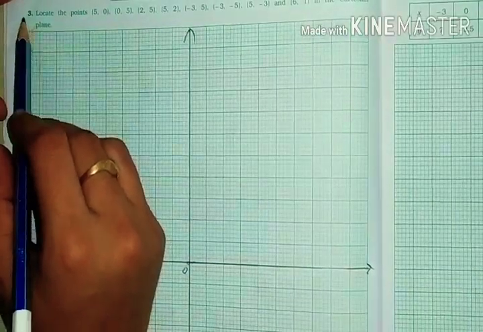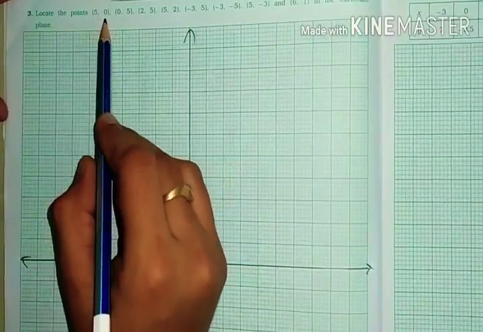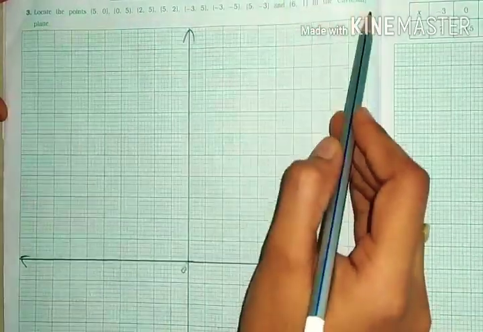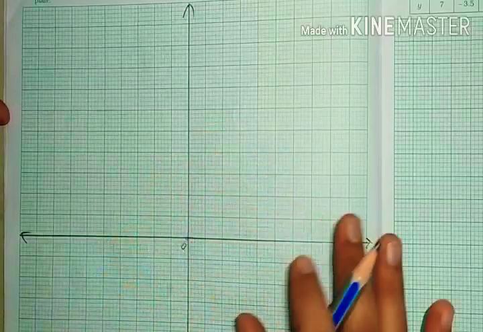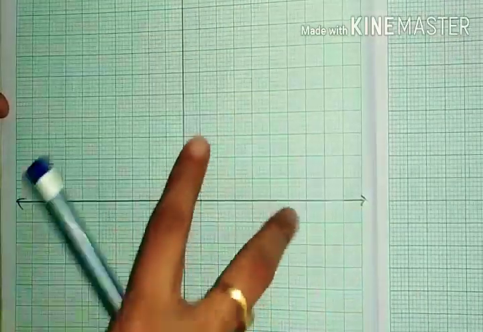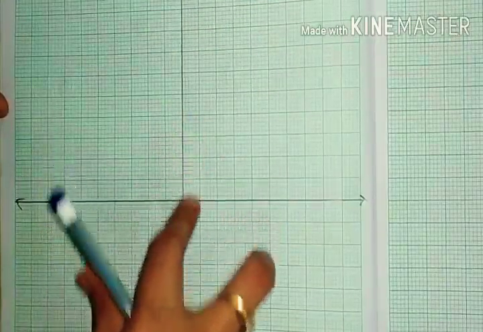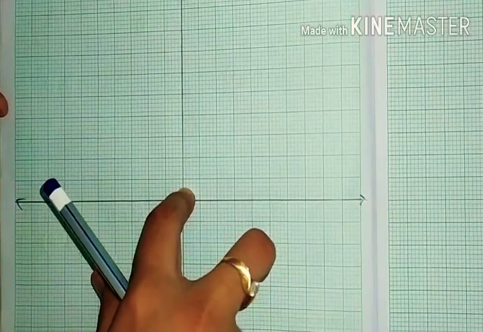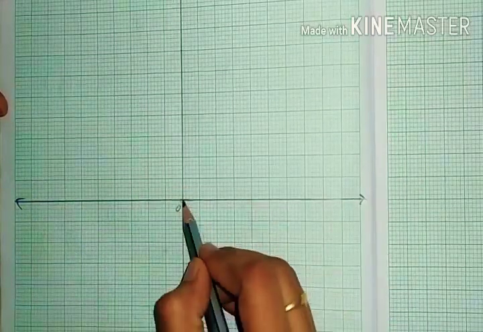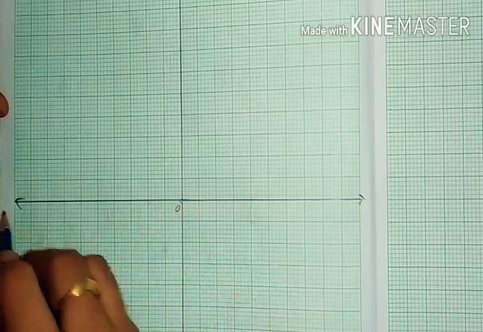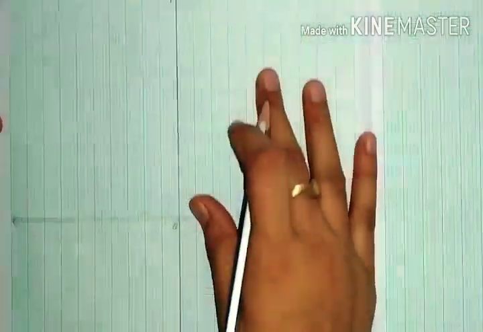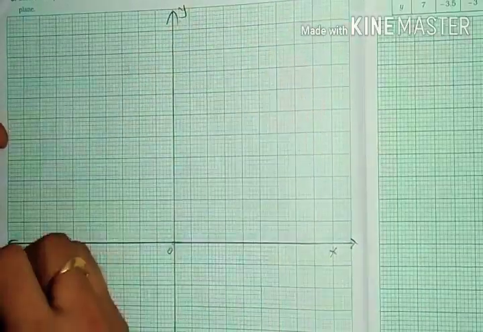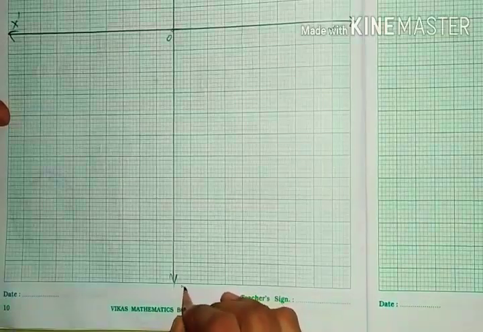Let us start with illustration 3. Example number 3. Locate the points (5, 0) and so on in the Cartesian plane. This is our Cartesian plane. In this Cartesian plane there are two axes. Both axes intersect at a right angle, 90 degrees. The intersection point is called the origin. The horizontal axis is called the x-axis. The vertical axis is called the y-axis. Here is the negative x-axis and here is the negative y-axis.